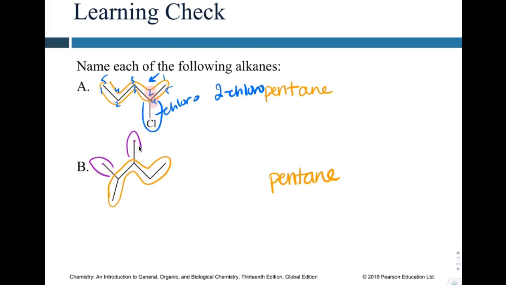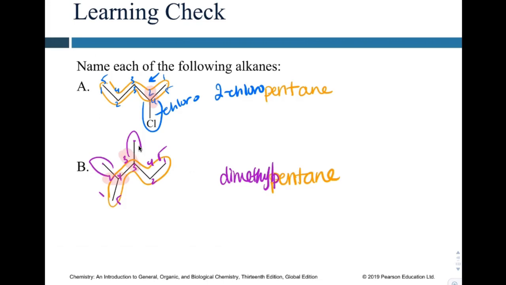If I have 2 methyls, I gotta say dimethyl. Where are my methyls? They can either be on carbon 1, 2, 3, 4, 5. They can be on carbons 3 and 4, or they can be on carbons 2 and 3. So 3, 4 or 2, 3. 2, 3 is going to win.